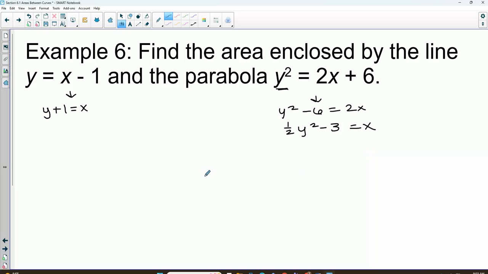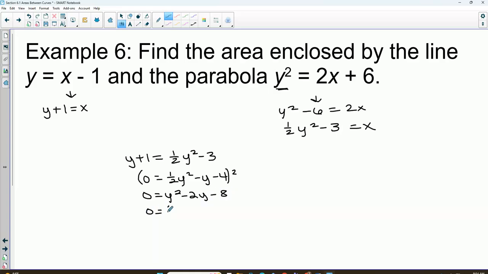Okay. I do still need to know where these things meet because I want the area enclosed by them. I want to figure out where they meet. And if I take everything, I don't really want a fraction, I'm going to multiply by 2. Multiply to negative 8 and add to negative 2 would be negative 4 and positive 2.